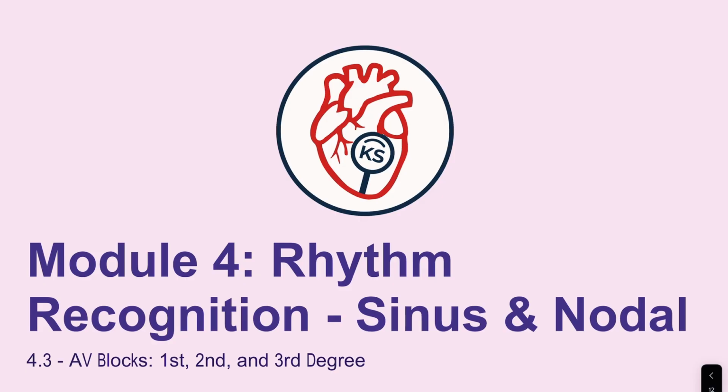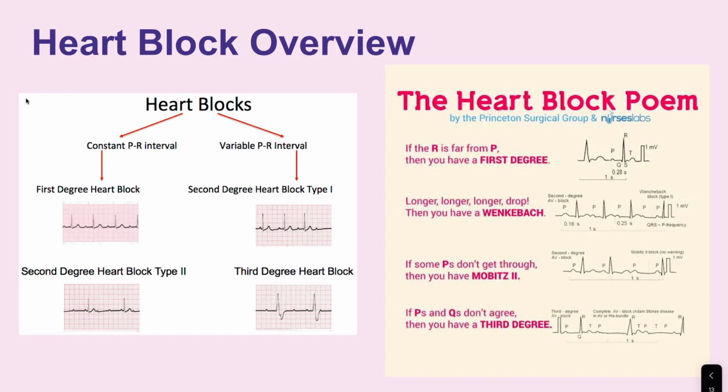All right, rhythm recognition, sinus and nodal. Let's talk AV blocks. There are 2 different ways to look at this. I learned how to differentiate the AV blocks based on the heart block poem, so I will definitely go over that with you, but I also have this other graphic that I want to go through first. You can differentiate heart blocks into these 2 categories. If you're one of those people who needs to only remember 1 or 2 things about everything by splitting it into categories, this helps.